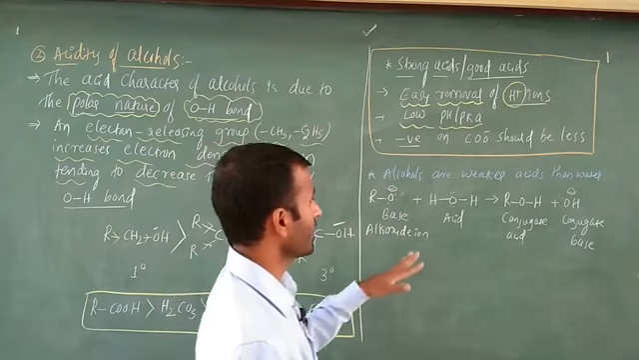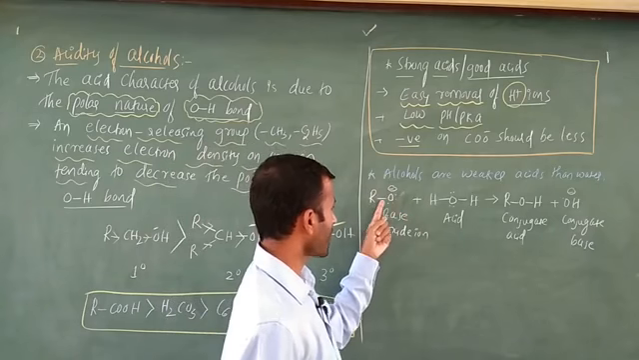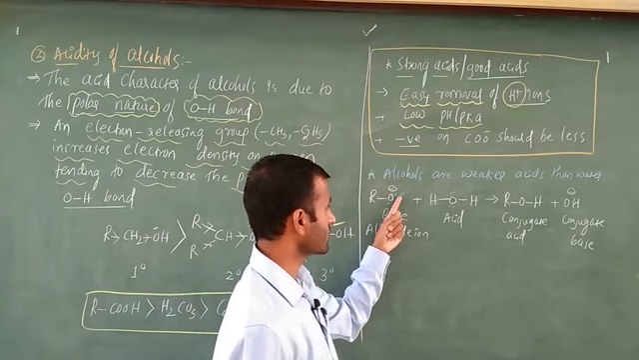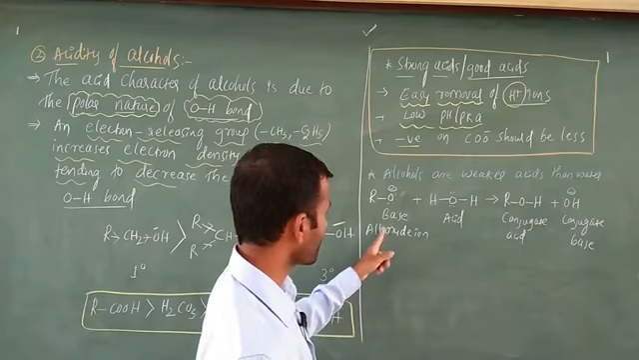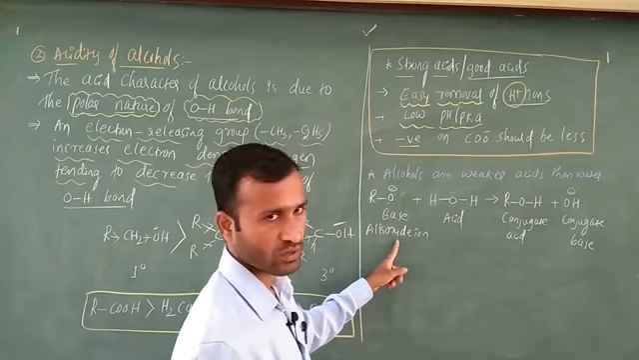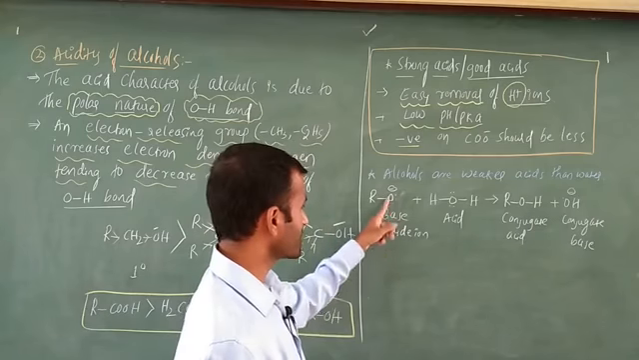Now tell me, what is this? RO minus. In this case the hydrogen is removed. This acts as a base. Another name for this is alkoxide ion. Okay, this is what? Alkoxide ion.